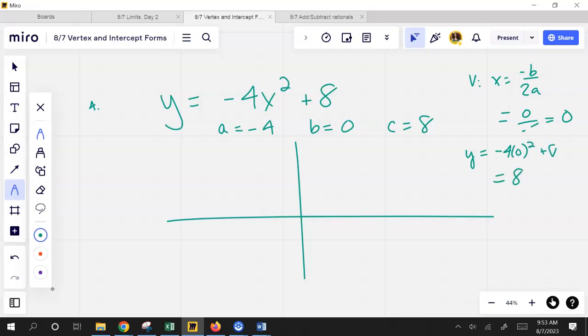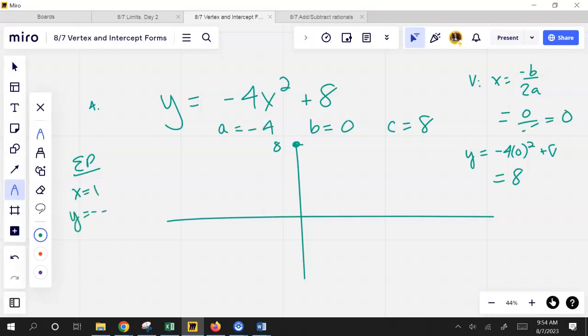Too fast or just right? Y'all okay? All right, good deal. So I go up to 8, and there is my vertex. In this case, I cannot use the y-intercept as my easy point because the y-intercept is my what? Vertex. So I need another easy point. This is the time when the y-intercept doesn't work for an easy point. So for the easy point, I'm going to stay very close to that vertex. What's very close to 0? 1. Plug in 1. That's exactly what I would have picked as well.